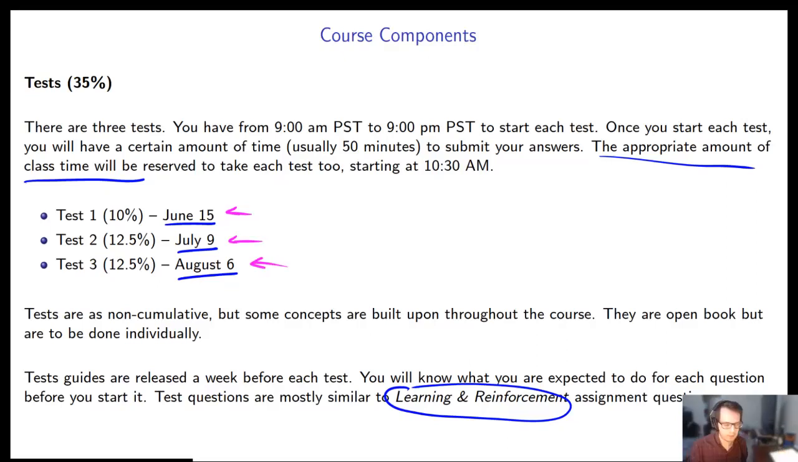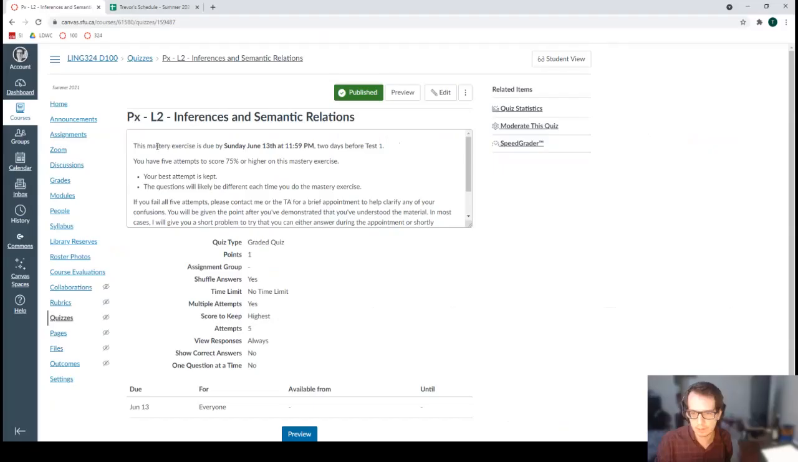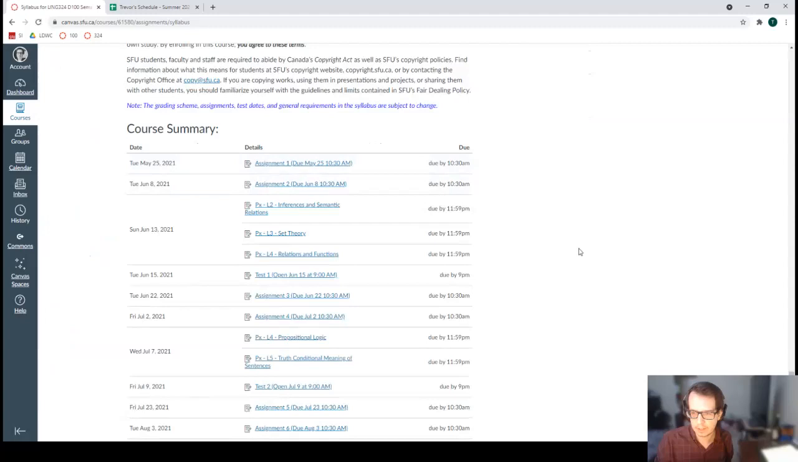And if I go back here and I click on the practice exercise, I think I have it. Yeah, this mastery exercise is due, sorry, this should say practice exercise, is due by Sunday, June 13th at 11:59 p.m. So it'll tell you the date here, and the due date is also here. So I think at the bottom of the syllabus page, I see more on this list than you see right now, but when it fills out, it'll look something like this. So it'll tell you when they're all due.